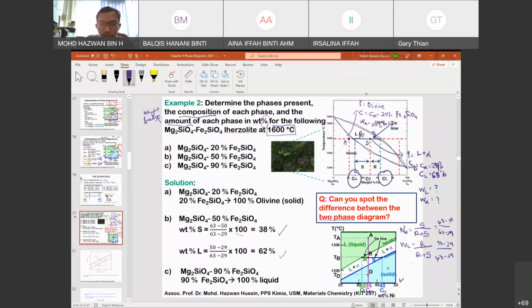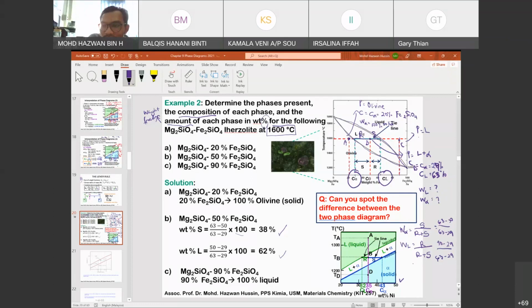Okay. So Kamala. Yes, doctor. Okay. So you got for the last one, C. Yes. Okay. So I got 90% is somewhere here. Okay. What will be the phase? Liquid phase. Phase is liquid. Okay. What will be the composition? Composition will be similar to the initial one, so 90%.